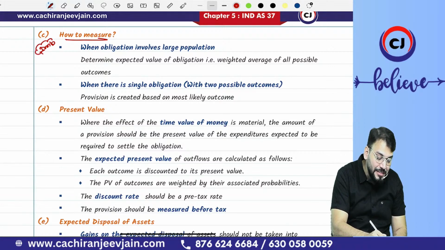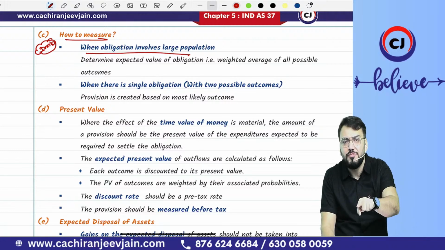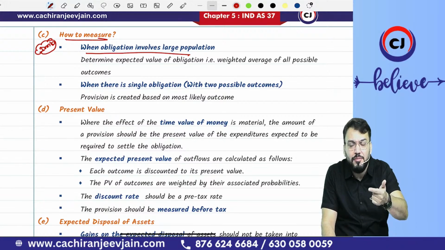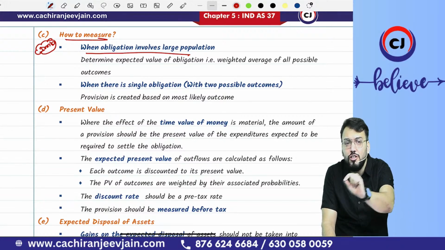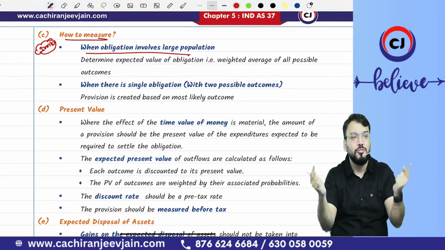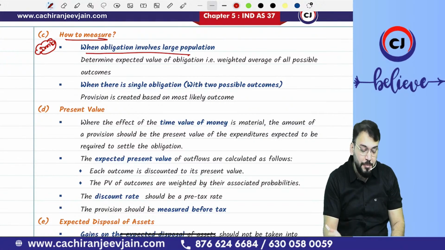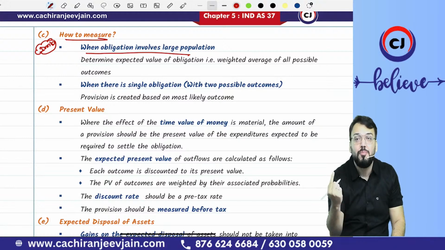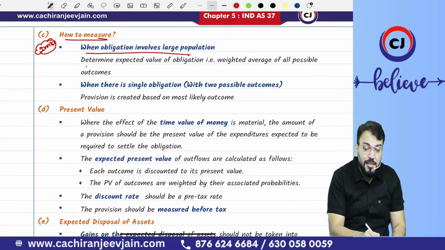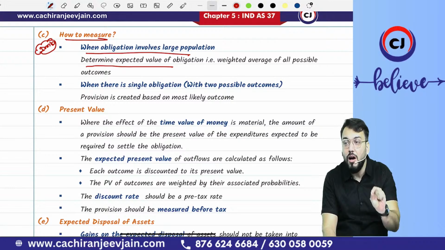So what Ind AS says is that when the obligation involves a large population, you can see in my case, when I have done the announcement, whether I will create a provision on a one to one basis or based on the large population of students. Large population of students in my case, so this first para will be applicable when the obligation involves a large population. In that case, what Ind AS 37 says is to determine the expected value of the obligation. What is the keyword? Expected value of obligation.